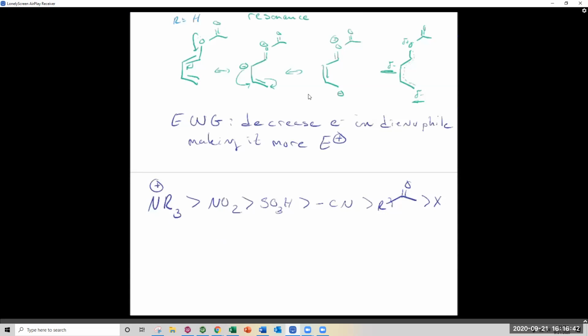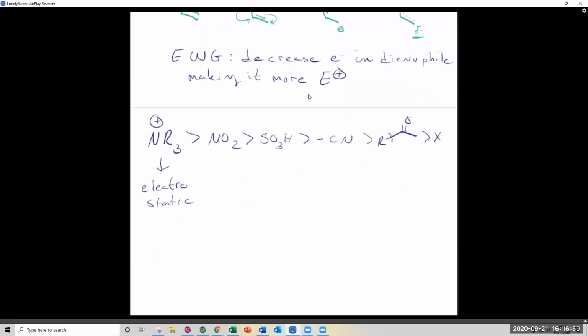So this first one is basically electrostatic interactions. If I have my dienophile and I have this ammonium group here, the electron density is going to be pulled towards this positive charge. So it's not resonance, it's not inductive effect. It's basically an electrostatic interaction between the positively charged nitrogen and the electrons in the bond. Over here, these are resonance. And of course the halogen is inductive.